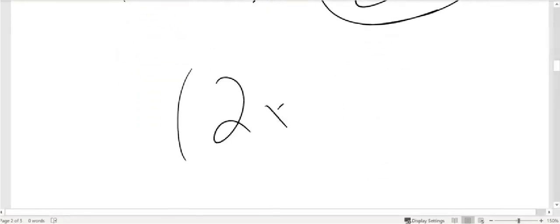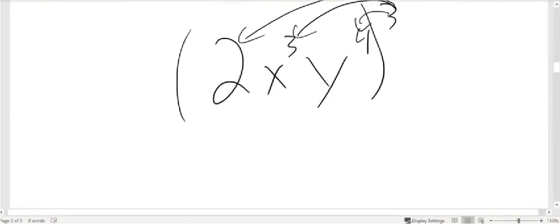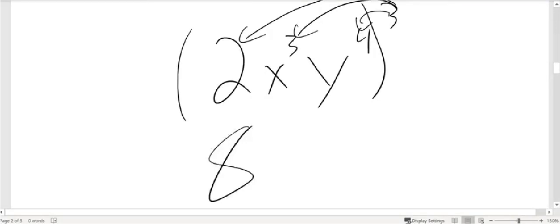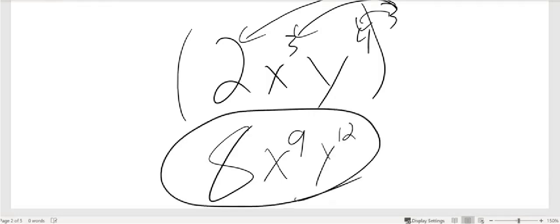That's very important. So we have 2 times x to the 3rd power times y to the 4th, all in the power of 3. Same thing as before, we're just adding another variable. Once again, we're distributing that 3 out. So we have 2 to the power of 3. Once again, it's going to be 8. Remember, it's not 6, it's 8. x to the power of 3 is going to be x to the 9th because we multiply 3 times 3. And y to the power of 12 because I multiply 4 times 3. That's how it's done.